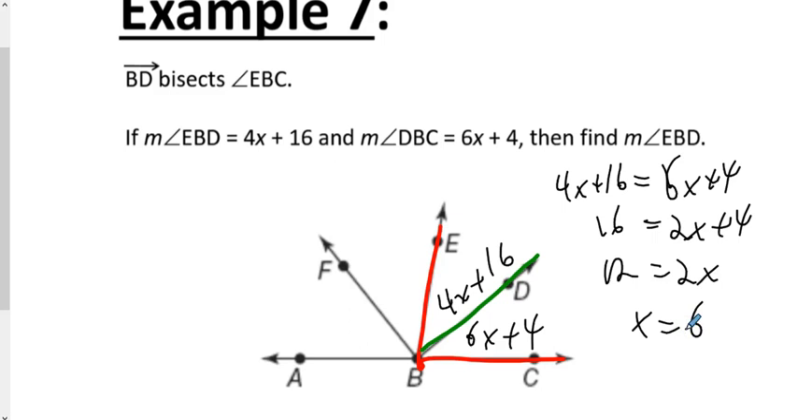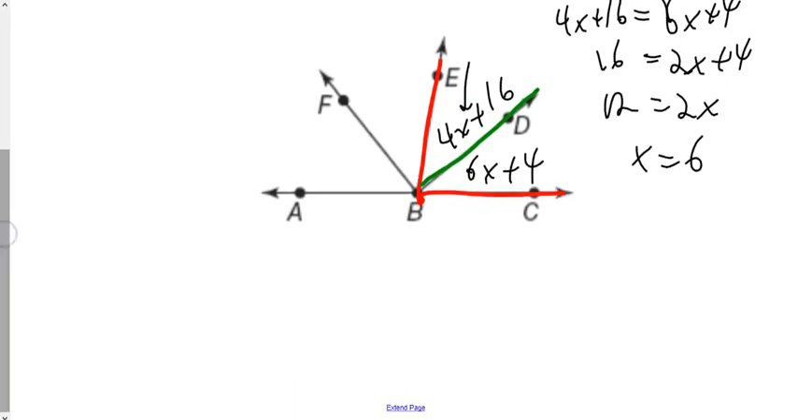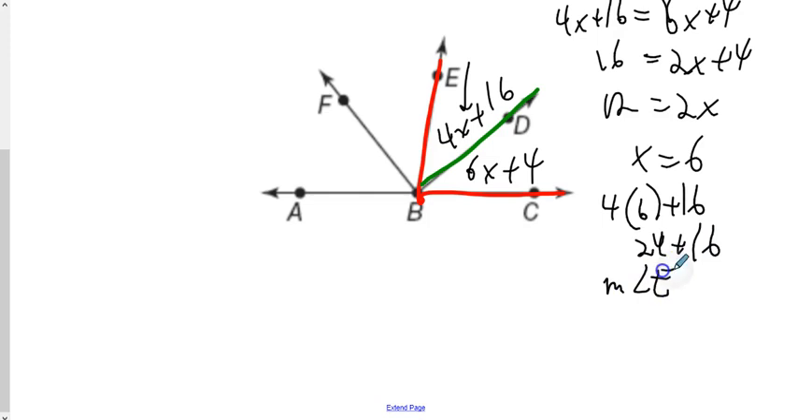But this time it did say find EBD. Plug it in there. So I'm going to do 4 times 6 plus 16. So that's 24 plus 16. So that means the measure of angle EBD is 40 degrees.